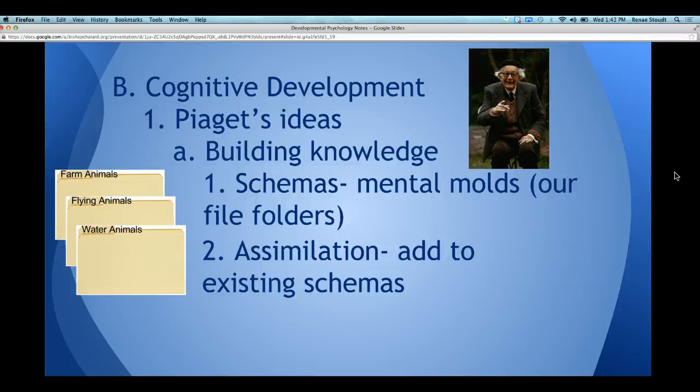Okay, so we add to our existing file folders. We're adding new information, and it fits just nicely into the existing file folder. For example, when a child goes and sees a horse for the first time, maybe they already have a file folder, a schema, for farm animals. Maybe they've seen cows before, or pigs. They look at it and say, cow! Mom or dad says, no, that's not a cow, it's a horse.